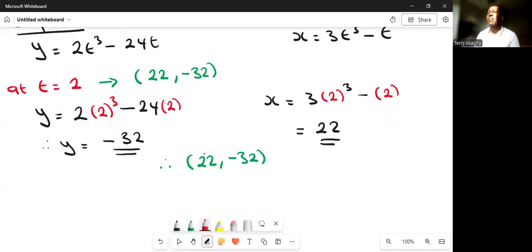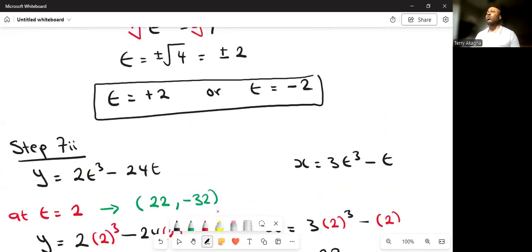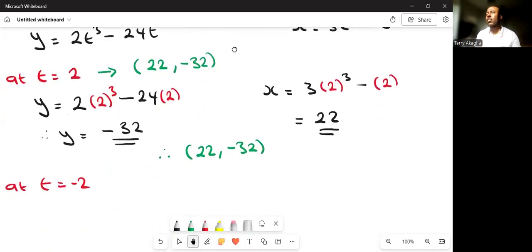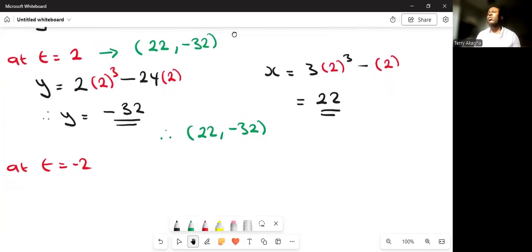So we're going to do exactly the same thing now for t, which was equal to minus 2. If you remember, we had t to be plus 2, and we had t to be minus 2. We've done plus 2 and found the coordinate at that stationary point. For minus 2, it's going to be exactly the same thing, but this time, instead of 2, you're going to have minus 2 in the bracket.